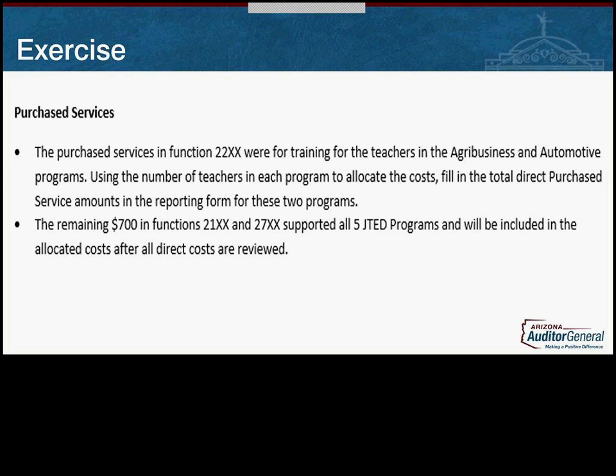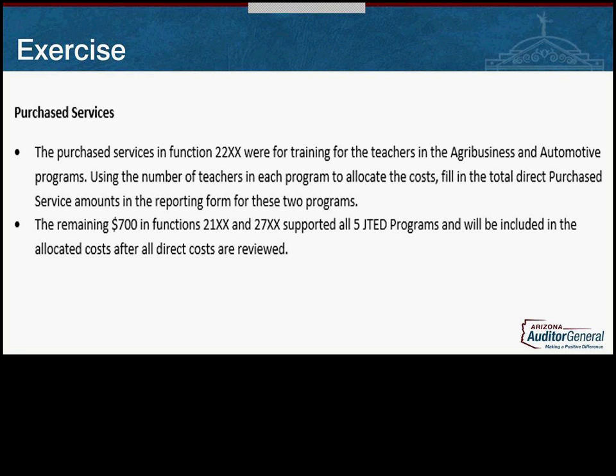teachers. Number of teachers is not the only way to allocate costs between programs. But in this case, since it was for teacher training, perhaps it's the best allocation method. Regardless, whatever allocation method you use, just as indicated in the instructions in the forms, you want to be sure to document and hold that calculation in your documentation to support the JTED cost reporting form.